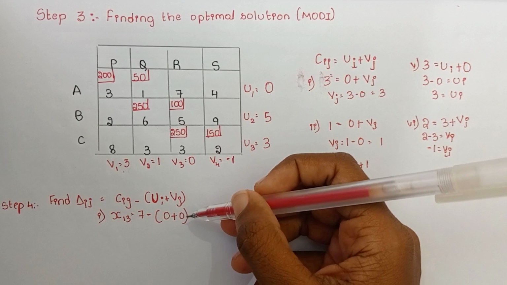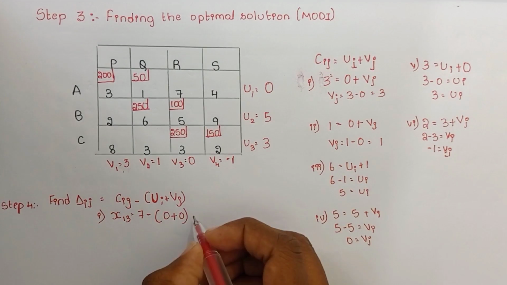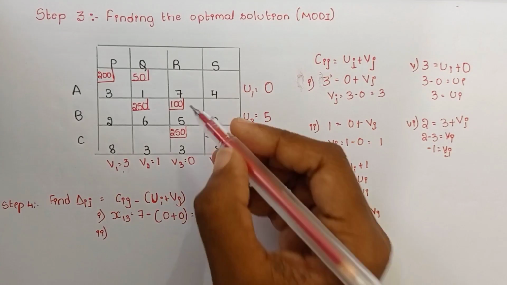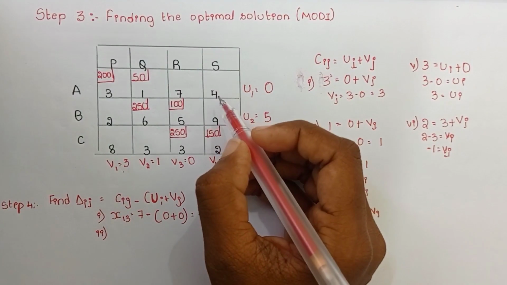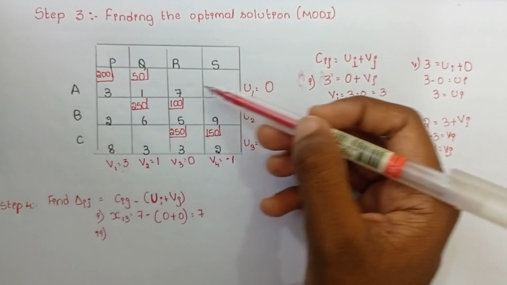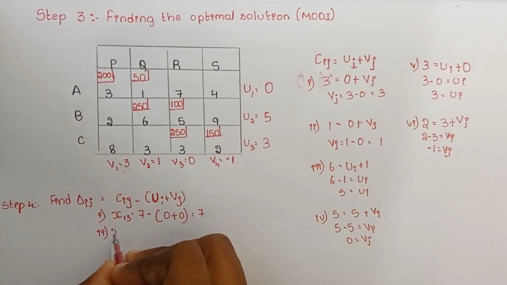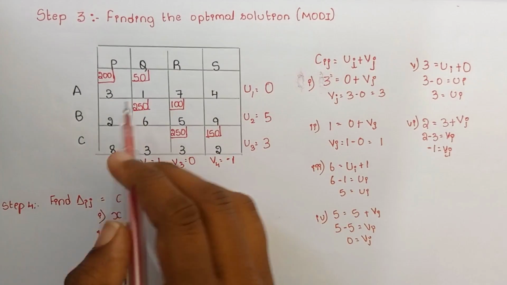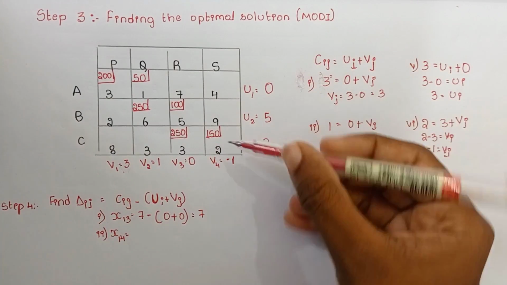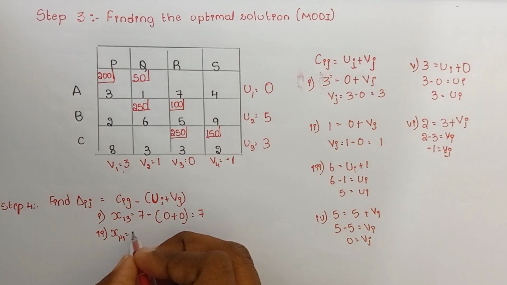So 0 plus 0 is 0. So 7 minus 0 is 7. And let me move towards the next unoccupied cell. The next unoccupied cell is 4. This will be represented as x14, which means it lies in the first row and fourth column. Okay, so the Cij value is 4.